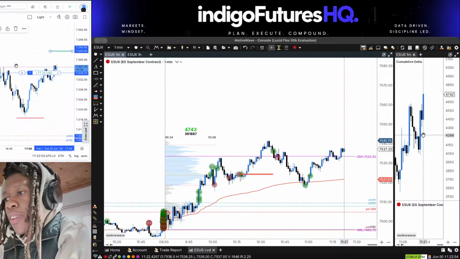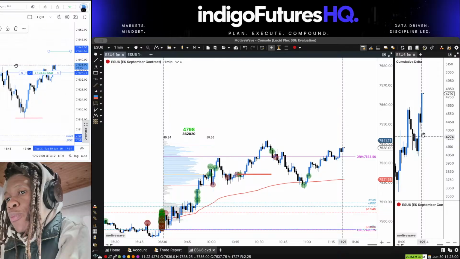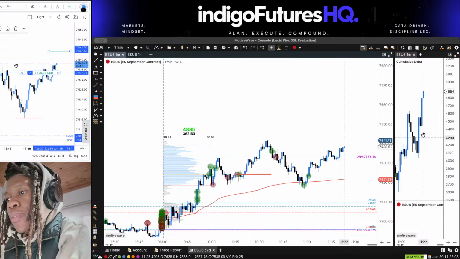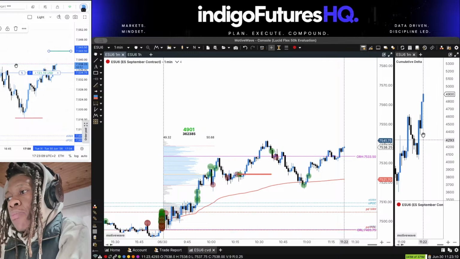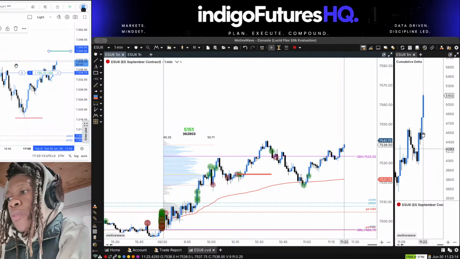But here we go. CVD's really stepped up here. You can see that volume. Buyers have really stepped in there. And again, we need price to follow. There we go, 540.